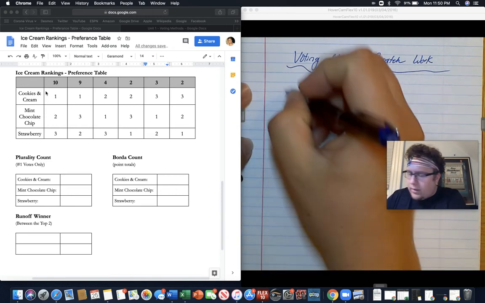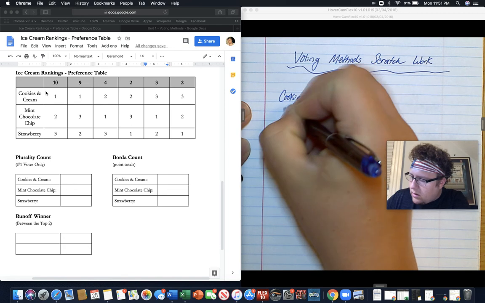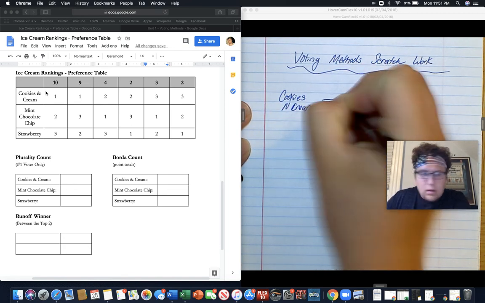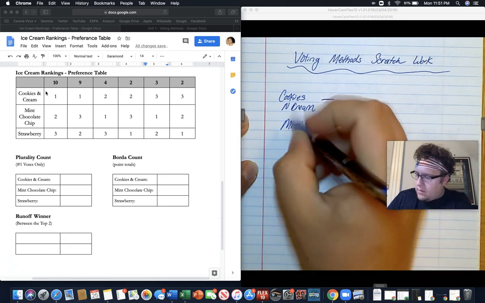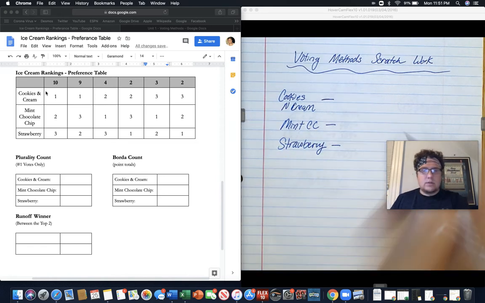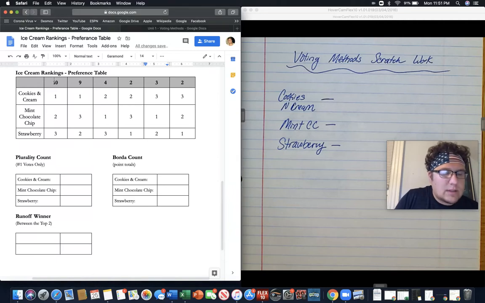I'm going to nestle myself right over here, and let's calculate a plurality winner. So what we like to do is say cookies and cream right here. Then we have mint chocolate chip, and the last one is strawberry. What we have to do is go through each of these groups of people, each column, and mark down how many number 1 votes they got, and which ice cream flavor it goes to.